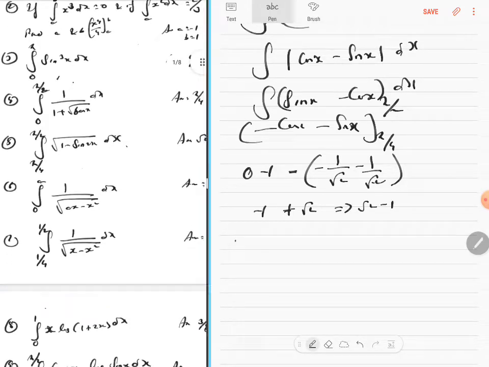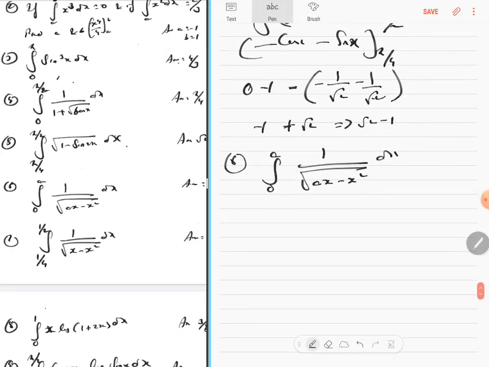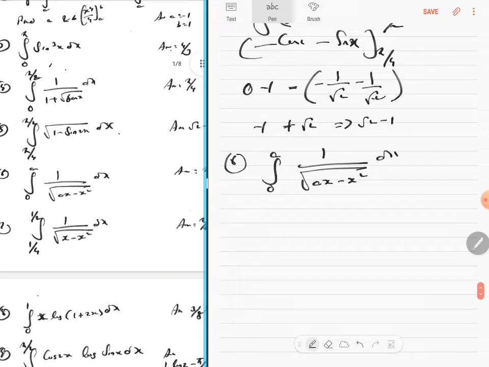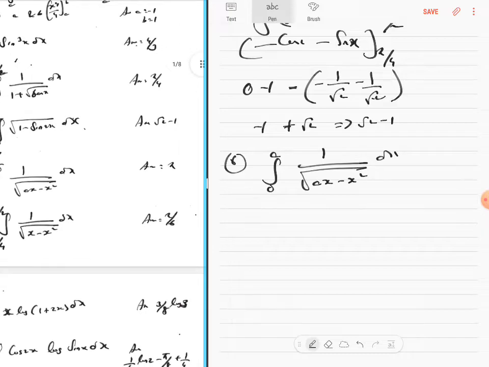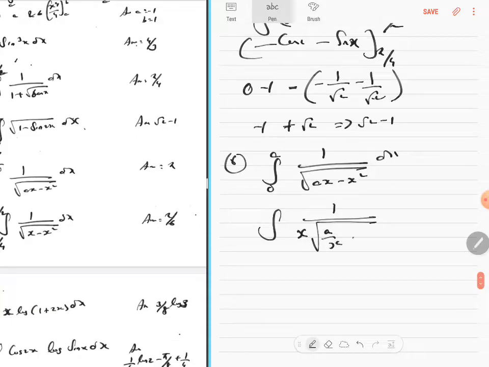So let's go to the next question. Integral from 0 to a of 1 by root of ax minus x square into dx. The moment you see this, we think of doing a substitution. We don't want ax minus x square, is it? What can I do? Let me think. 1 by, if I take x out, it will come as root x. If I take x square out, I'm just trying, it will become x, and this will become root of a by x minus 1.